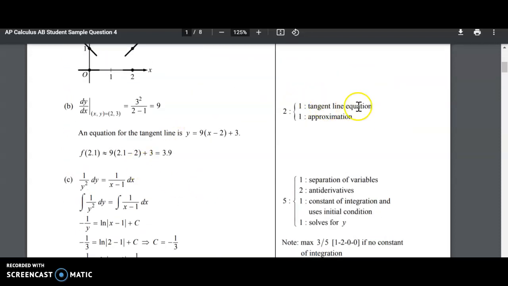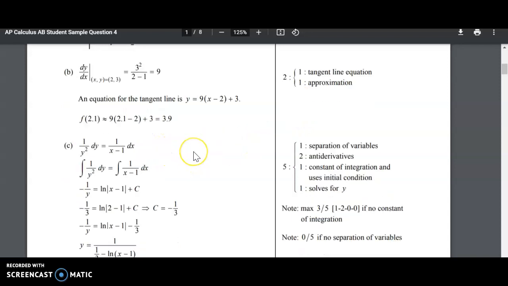So part B, the tangent line equation. They wrote it a little bit differently here, but it's the same. You would get points if you wrote it in point slope form. So you get a point for that. Notice, they have the work for this 9. Say you did this dy dx work, and then you made some kind of mistake down here. They don't do half points on the AP. You can't get half a point for the tangent line equation because you did half the work for it. You only get the points at the end, that full point, okay? Second point in part B comes from the approximation. So getting to that 3.9.